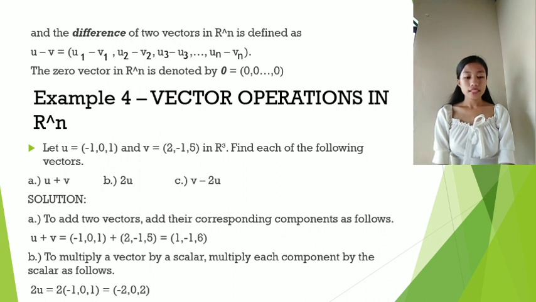So let us look at the example for vector operations in R raised to n. Let U is equal to (-1, 0, 1) and V is equal to (2, -1, 5) in R raised to 3. Find each of the following vectors. For letter A, U plus V. For letter B, 2 times U. And for letter C, V minus 2U. So let us try to solve the problems.